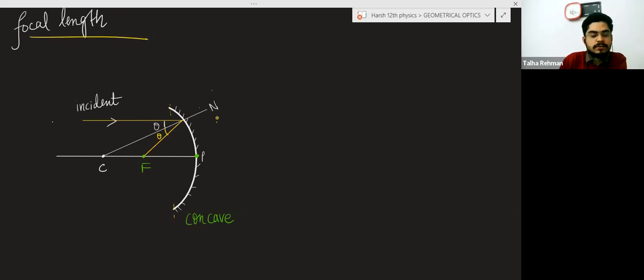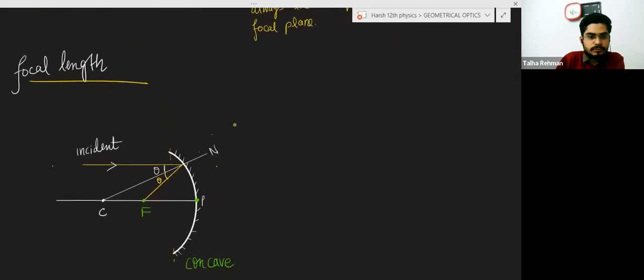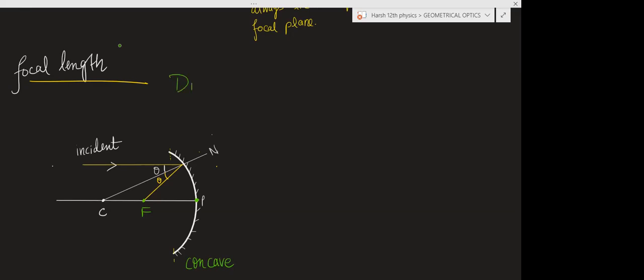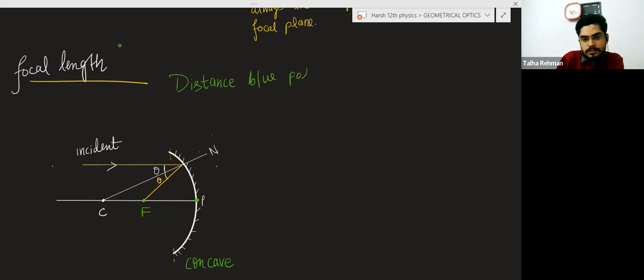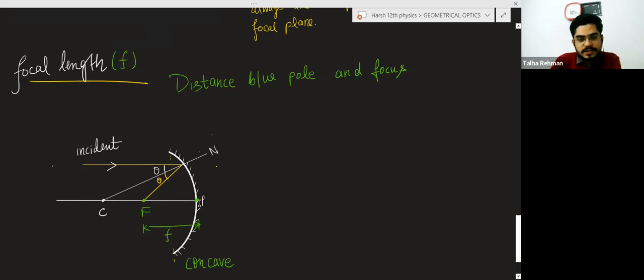Focal length is basically the distance between the pole and the focus. This distance will be the focal length, and we denote focal length with small f. So this FP distance will be the focal length. In case of the convex mirror also, the focal length will be the distance between the pole and the focus.